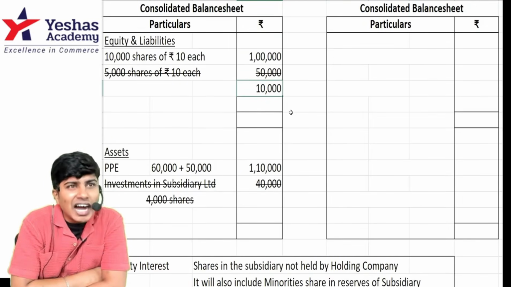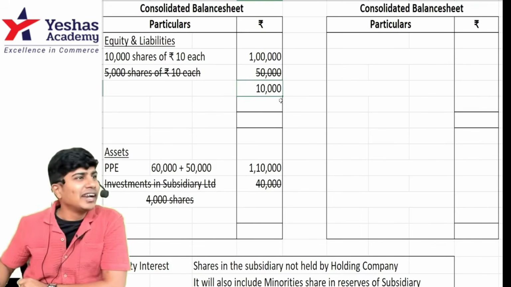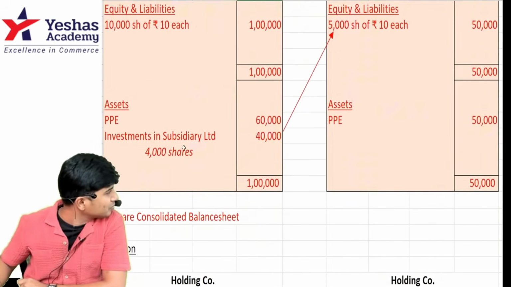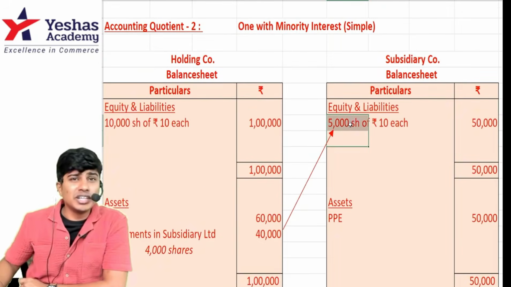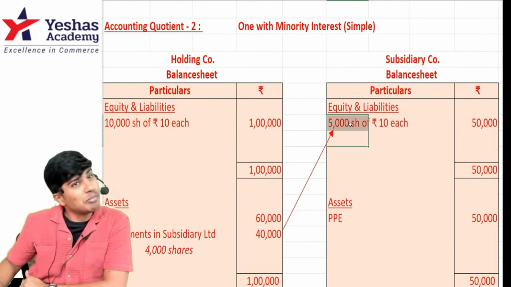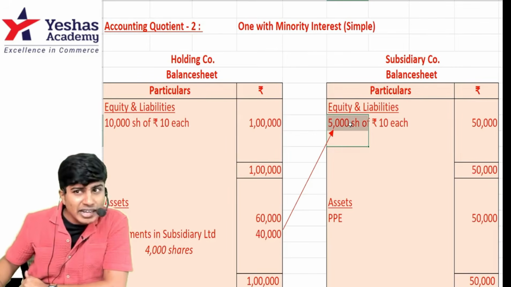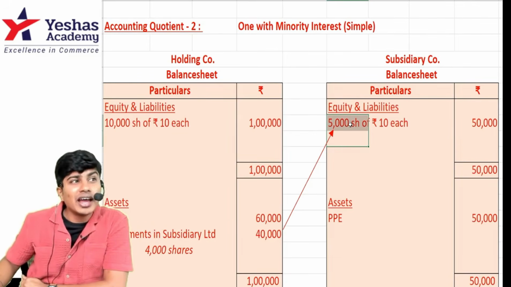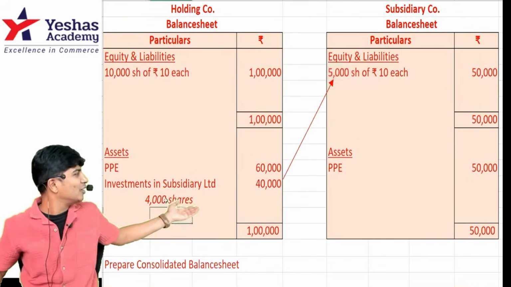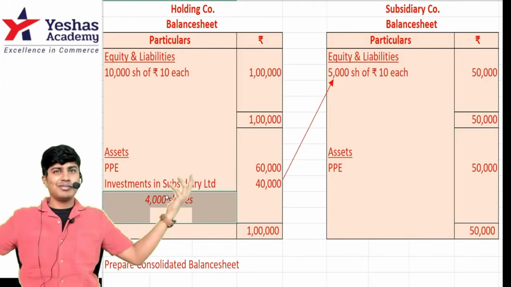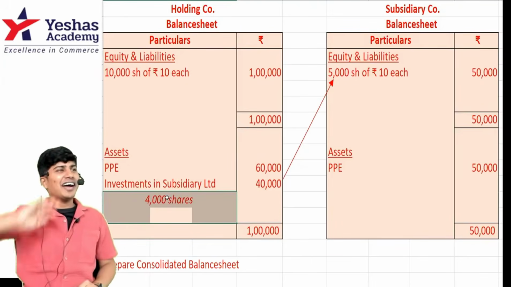Balance 1,000 shares. I told you, how many shares do you hold? How many shares were there in subsidiary? That 1,000 shares you don't hold. Somebody else holds. Am I right? Who are they? There's one word. Minority. You hold 4,000, no? Then others are?